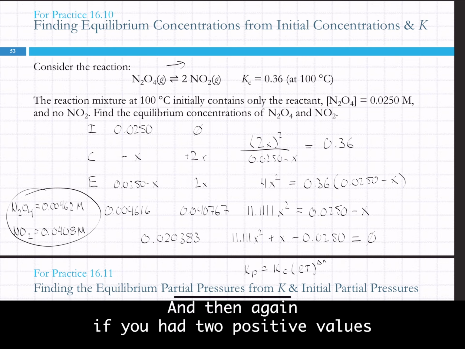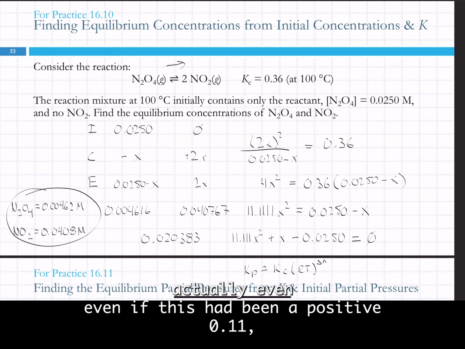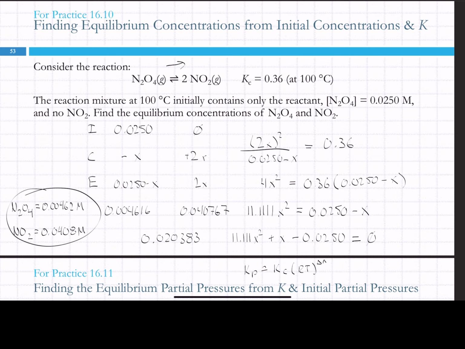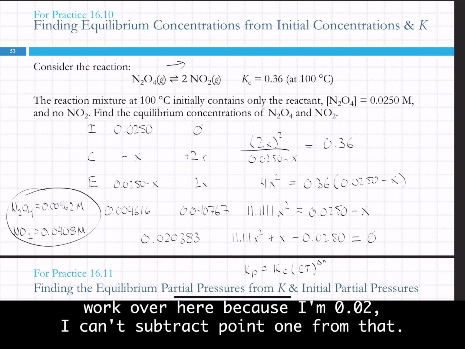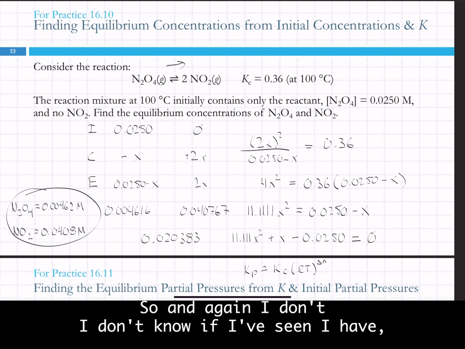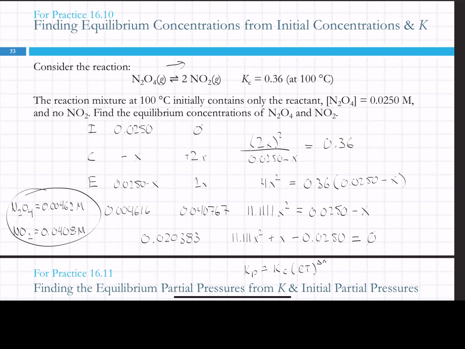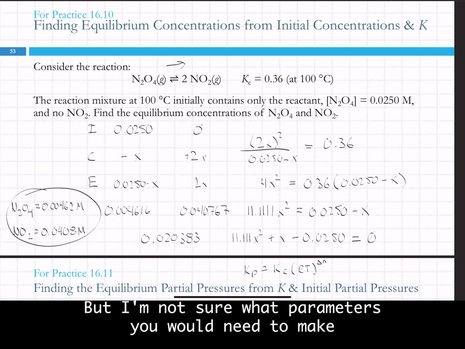And then again, if you had two positive values, actually even if this had been a positive 0.11, that doesn't work over here because I'm at 0.02. I can't subtract 0.1 from that. I'd get a negative number. And again, I haven't yet seen one where you get two values that are possible for X. It probably happens, but I'm not sure what parameters you would need to make that happen.